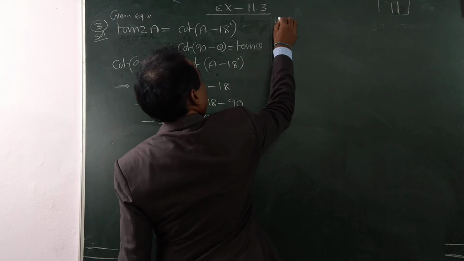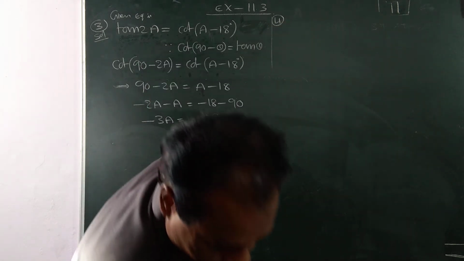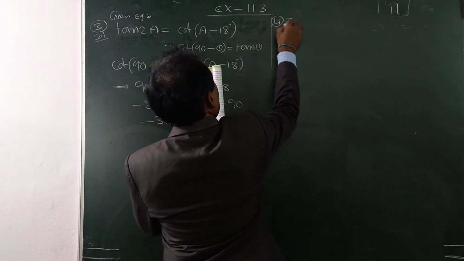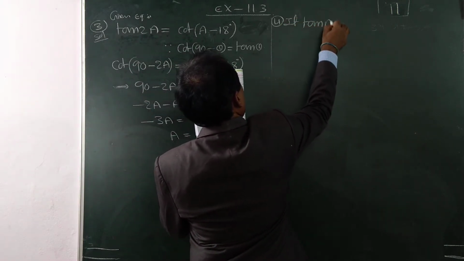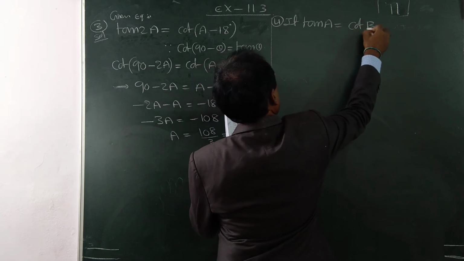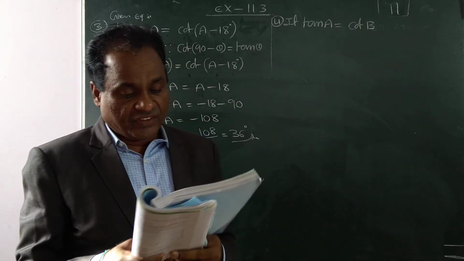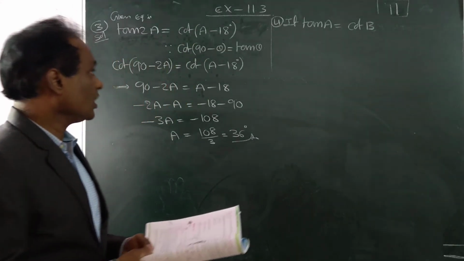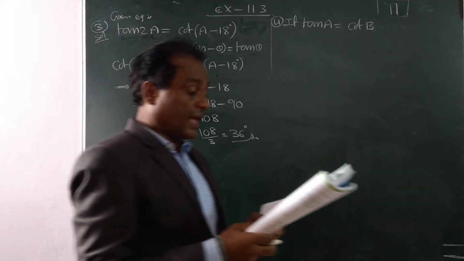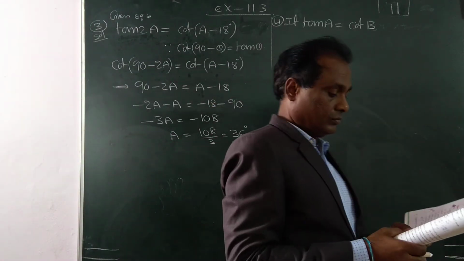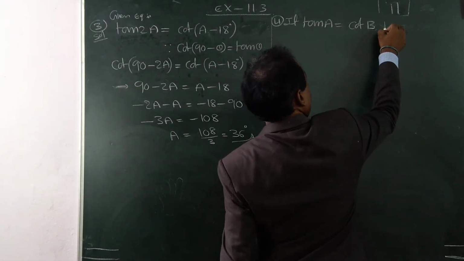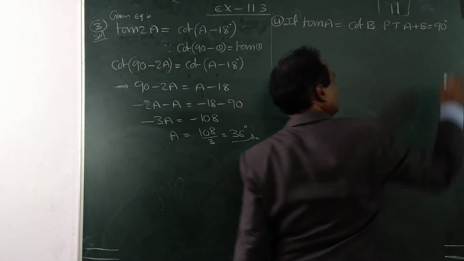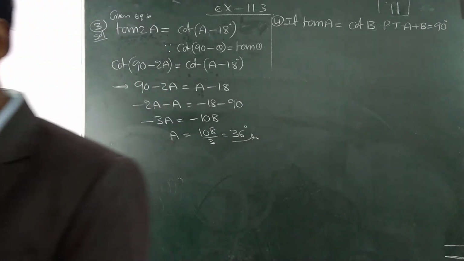Next, fourth also same model. Same complementary angle concept. If tan A is equal to cot B, where A and B are acute angles, prove that A plus B is equal to 90.